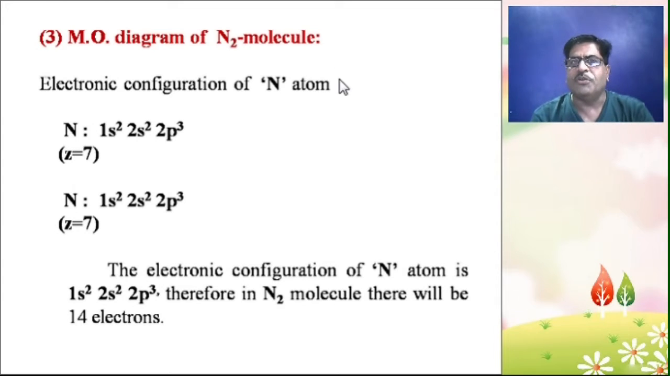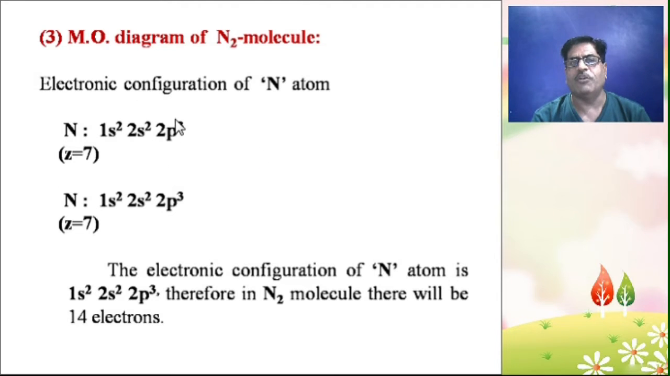In the last episode, we learned about B2 and C2 molecules. Today, we discuss N2 molecules. So, what is the MO diagram of the N2 molecule? First, the electronic configuration of the nitrogen atom.